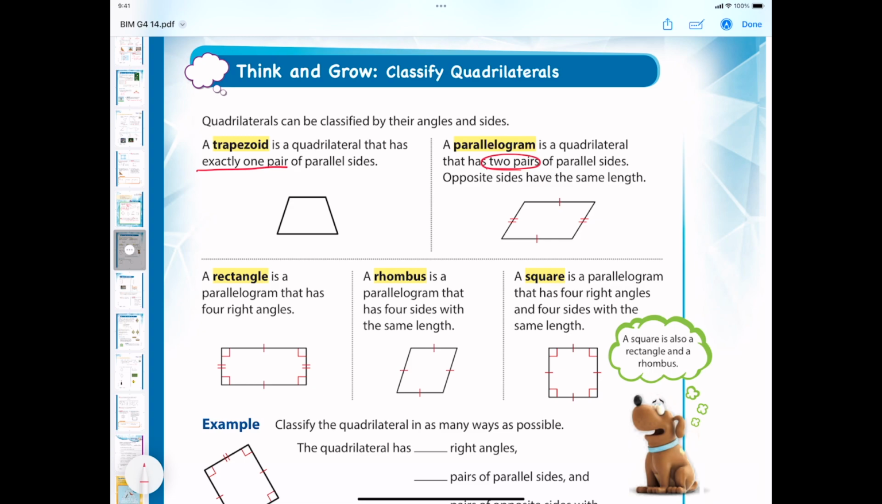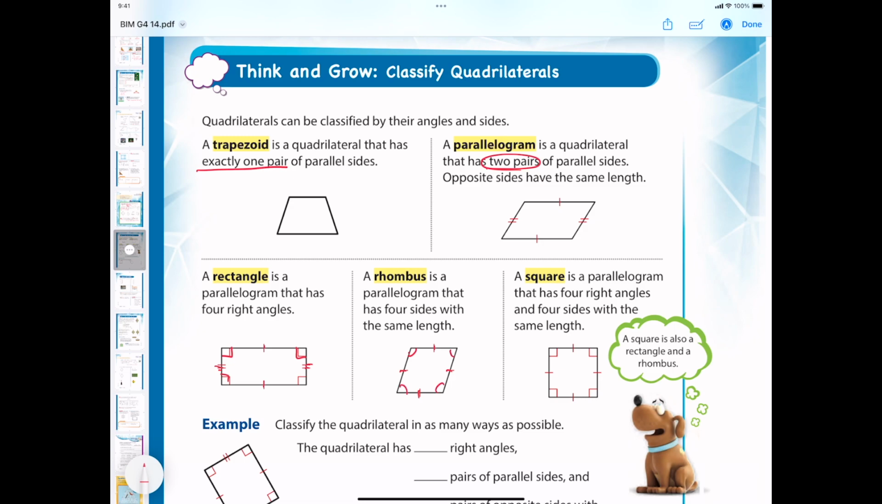A rectangle is a parallelogram that has four right angles. It doesn't matter about the four equal sides. A rhombus is a parallelogram that has four sides with the same length, but it doesn't have to have right angles.